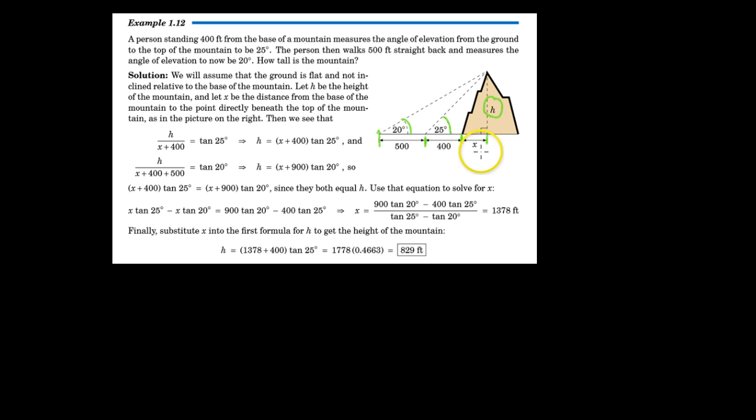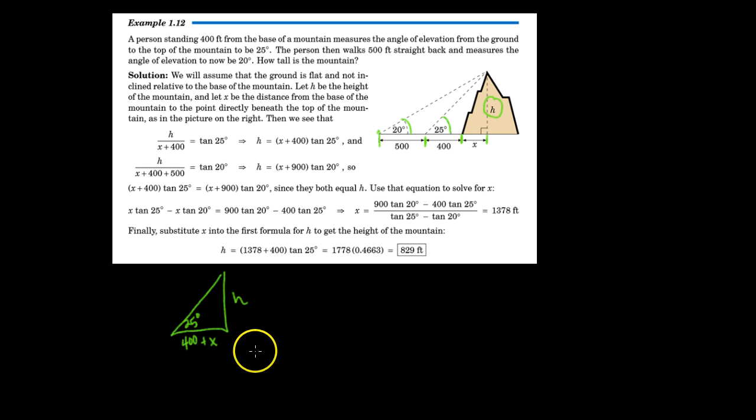But we can actually solve this with the information given, finding 2 points using 2 survey points. So here we go. I'm going to draw the 2 triangles that we have. The first triangle, from when we're 400 feet from the mountain, here's h. And this length is 400 plus x. So this angle right here is 25 degrees.